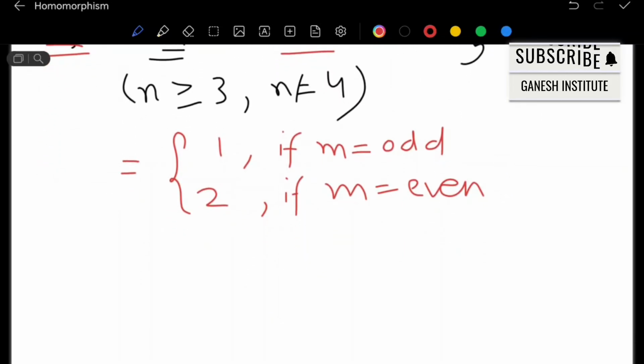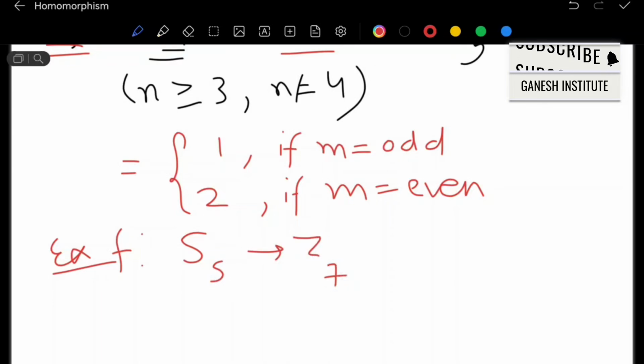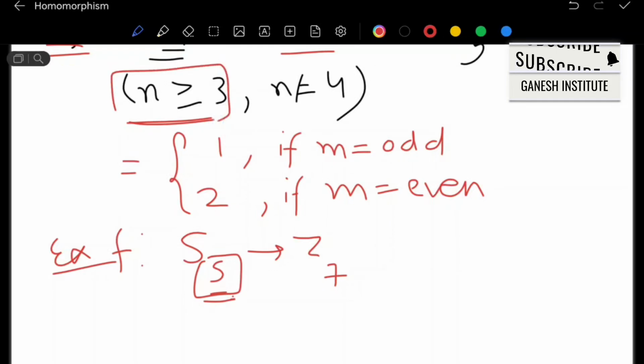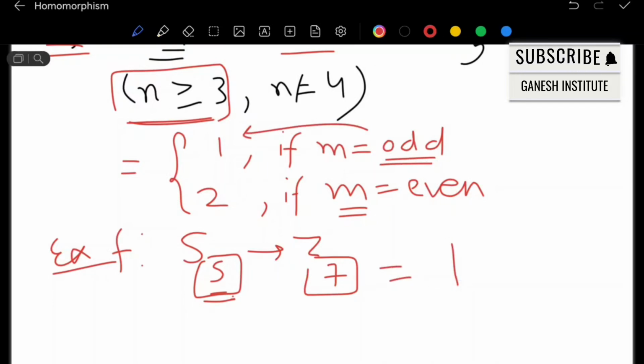Let's try this formula in an example. Say you are asked how many group homomorphisms there are in the mapping from S5 to Z7. Can you see here, 5, the symmetric group is satisfying this condition, it is greater than or equal to 3. Yes. Now, is 7 even or odd? Odd. So the number of group homomorphisms is 1.